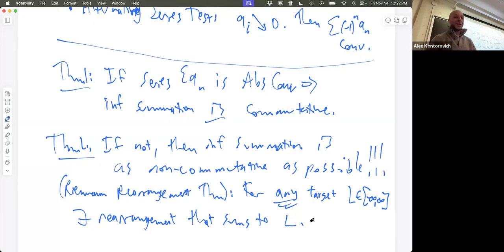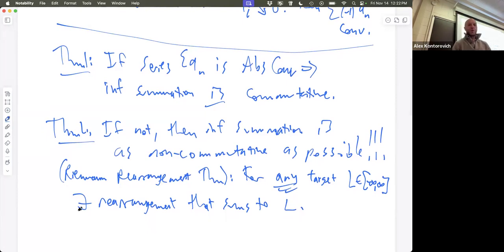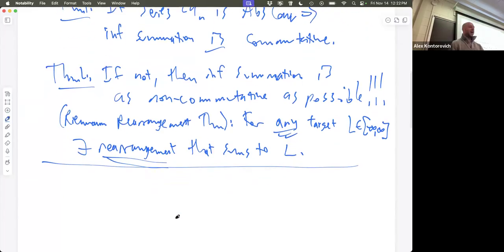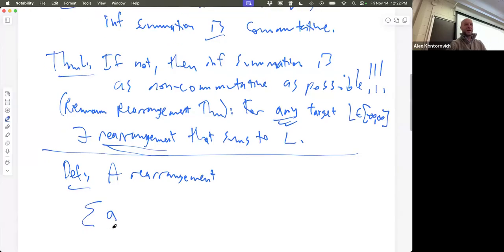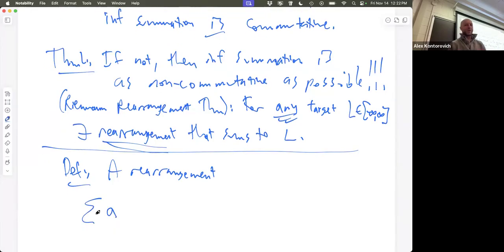So let's understand these two theorems. That's our goal. First of all, what do I mean by a rearrangement? This is a very simple concept. Definition: I want to sum a_n, but I don't want to sum it in the order that they arrived. I want to sum it out to infinity, but in some other order.